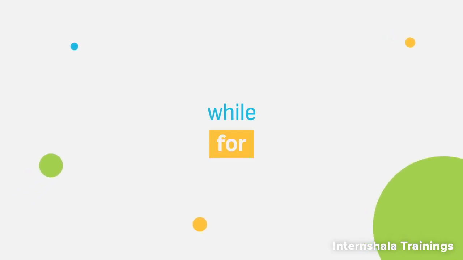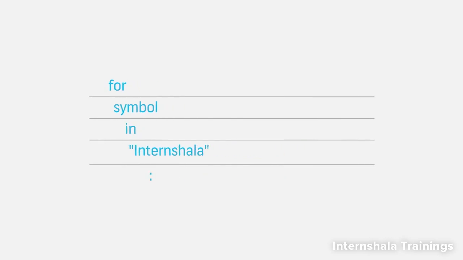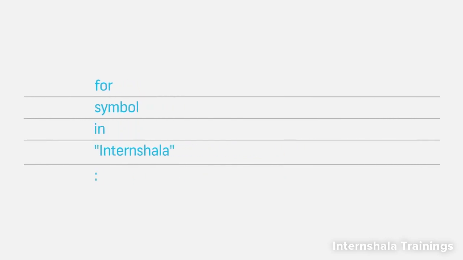Now, let's learn about the second type of conditional loop, the for loop. Any for loop begins with the for statement. Let's dissect this statement into 5 parts for our understanding. The first part is the keyword for. The second part of the sentence is a variable. In this example, symbol. The variable holds a single element of the sequence.